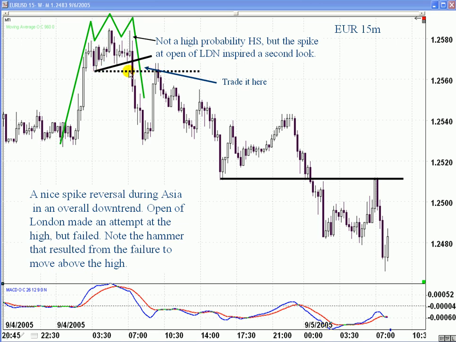See this level of support? Price fell through and then came all the way back. 30 to 60 is about 35 pips all the way back to test the support and then continued down. Again, the market is making sense all the way down. It makes sense.